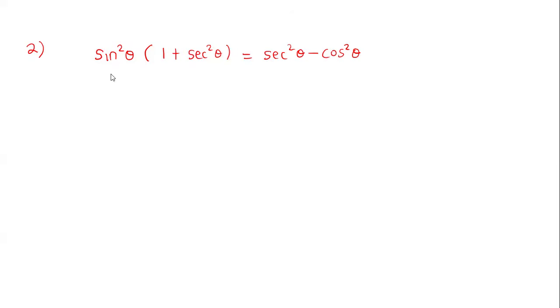Okay, now we are going to start. Now we are going to open our brackets. I'm going to start from my left-hand side. So I'll open up my brackets. I'll have sine squared theta times 1 plus sine squared theta times sec squared theta. That is the first thing. Now sine squared theta times 1, you end up with sine squared theta. Then plus sine squared theta and sec squared theta.